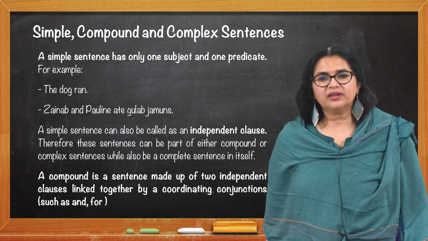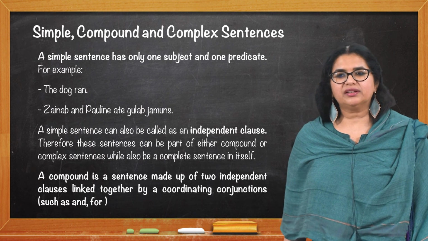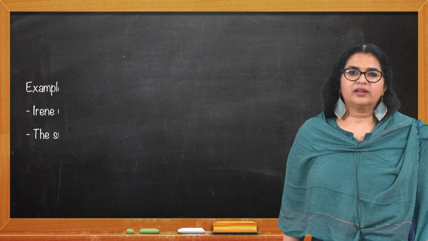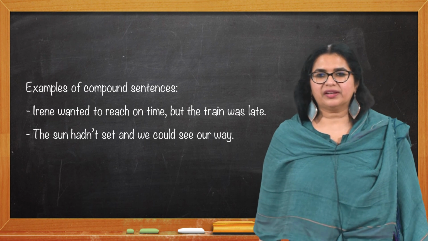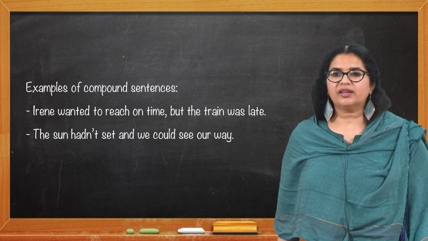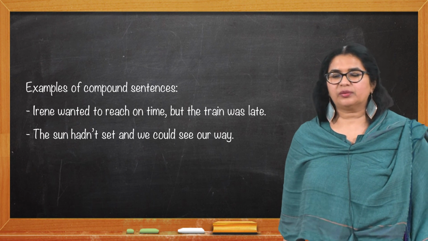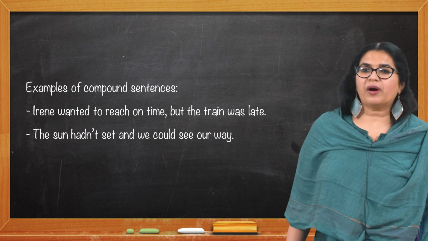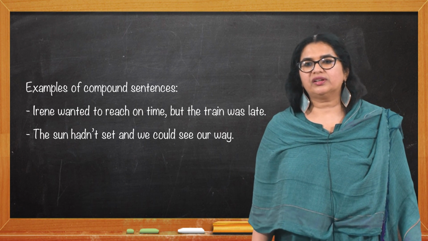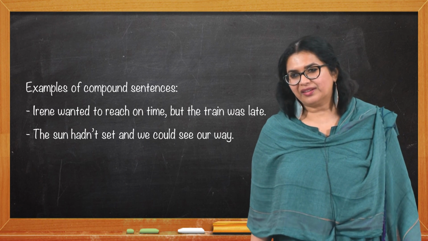A compound sentence is a sentence made up of 2 independent clauses linked together by a coordinating conjunction, such as and, for, and also but. Now, here are some examples of compound sentences. Irene wanted to reach on time, but the train was late. The sun hadn't set and we could see our way. So, these are compound sentences. 2 sections are joined together using a coordinating conjunction, and both parts of the sentence make complete sentence meaning by themselves.